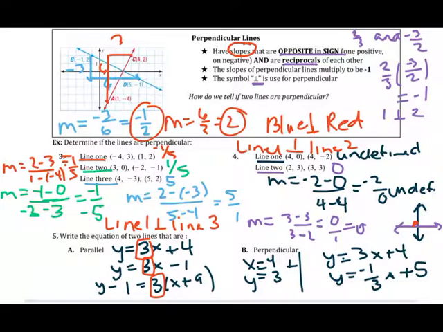So parallel lines, same slope. Perpendicular lines, the slopes are opposite and reciprocals of each other.